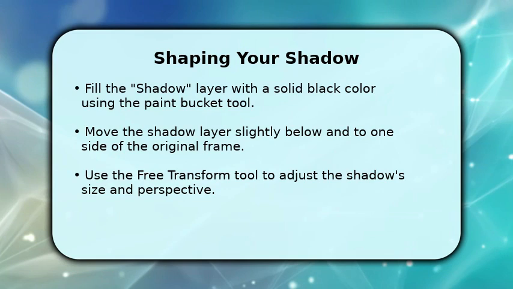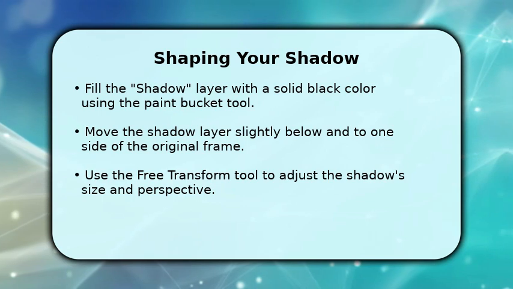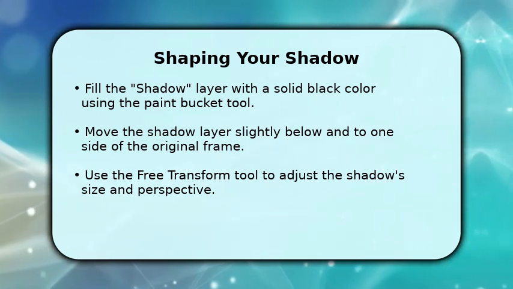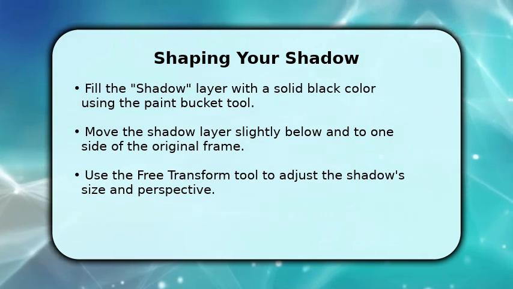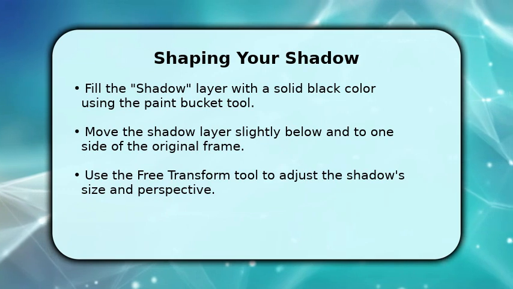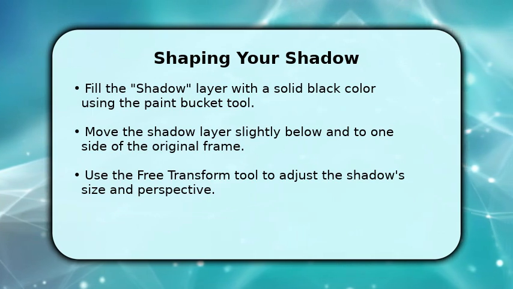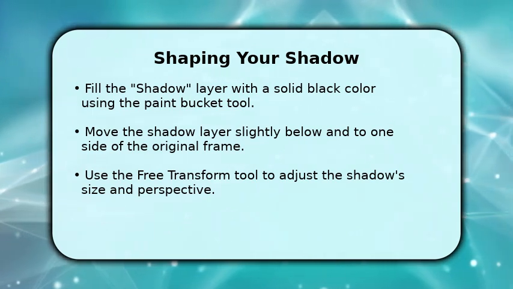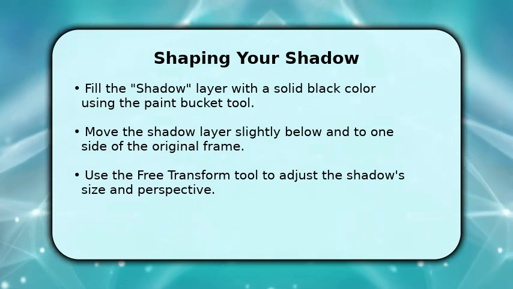Now let's give our shadow some form. Select your shadow layer and fill it completely with black. This provides the dark base for our effect. Then, gently nudge this layer a few pixels down and to one side, simulating a light source. Next, activate the Free Transform tool by pressing Ctrl or Command-T. You can then drag the corners to subtly adjust its size and perspective, making it appear more natural.